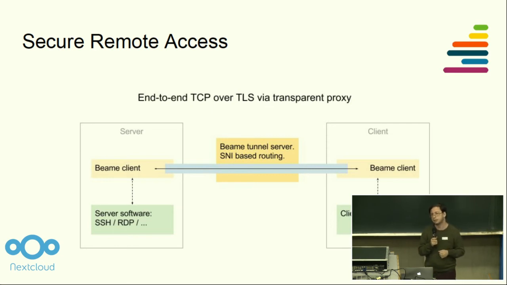And how it looks network-wise: on the right side, where the client is, there's a TCP socket exposed. And when you say connect SSH, you connect SSH to localhost. And then it's like you have connected to the SSH on the other end, because everything in between is transparent.